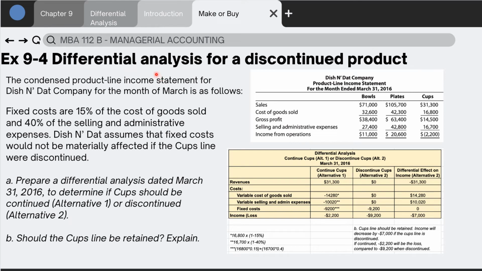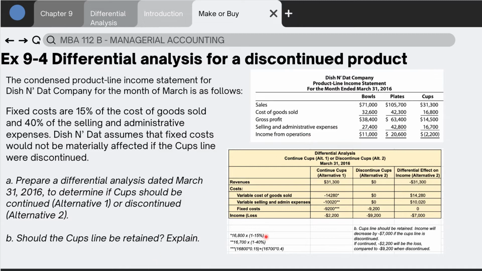Exercise 9-4, differential analysis for a discontinued product. So in here, we are required to prepare a differential analysis dated March 31 to determine if cups should be continued or discontinued, and letter B, should the cups line be retained. The condensed product line income statement for Dish and Dat Company for the month of March is as follows. We have the income statement here with the bowls, plates, and cups, and then sales, cost of goods sold, gross profit, selling and admin expenses, and then income from operations.